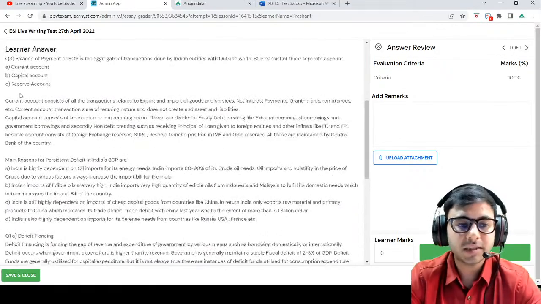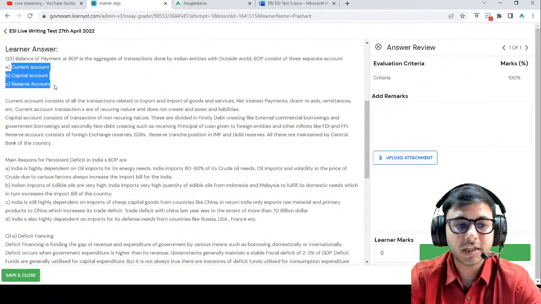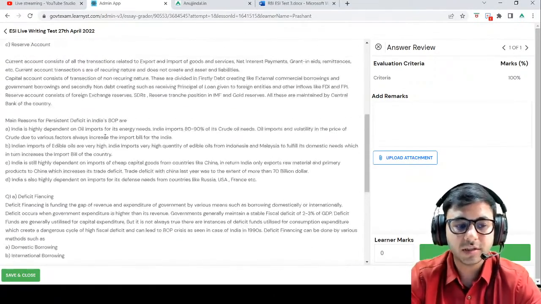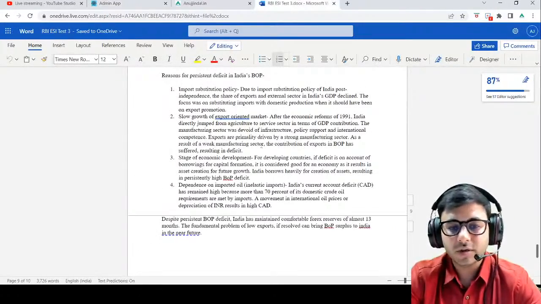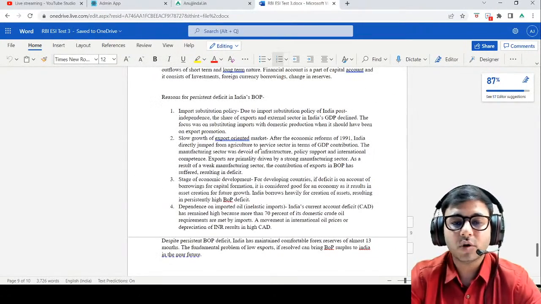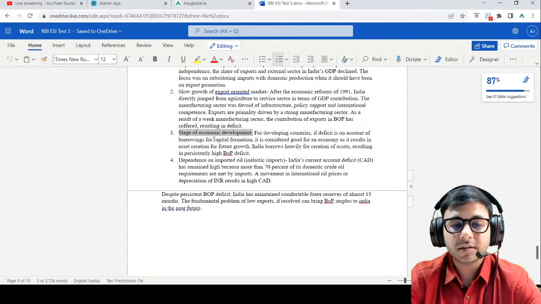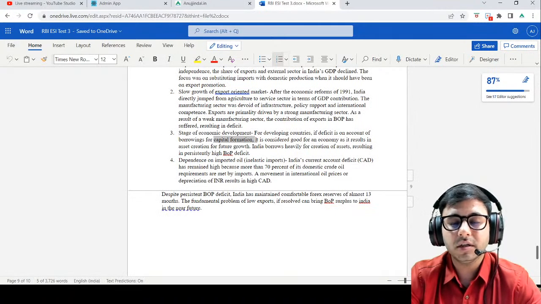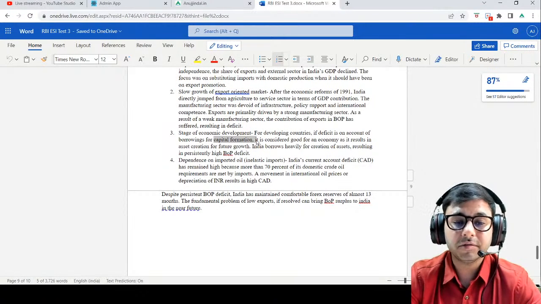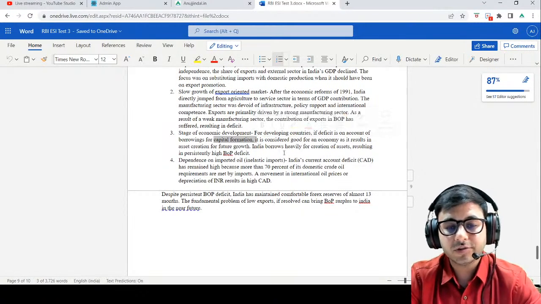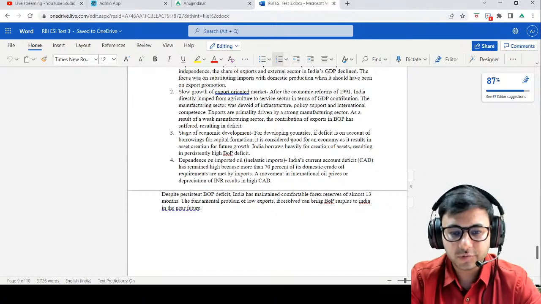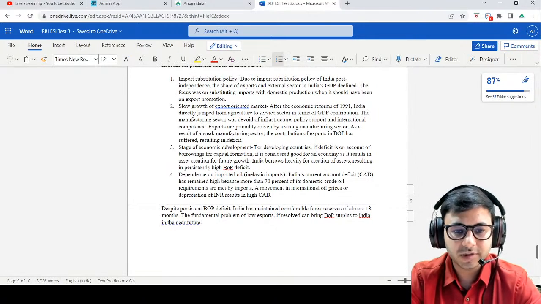Balance of payment, as you had said, includes current, capital and reserve account, all the three. But you skipped the capital account when talking about reasons of high India's BOP deficit. You skipped the capital account. So in the present stage of economic development that India is in, if our capital account is in deficit, then it's not bad for the economy. Okay, that is what is mentioned here.